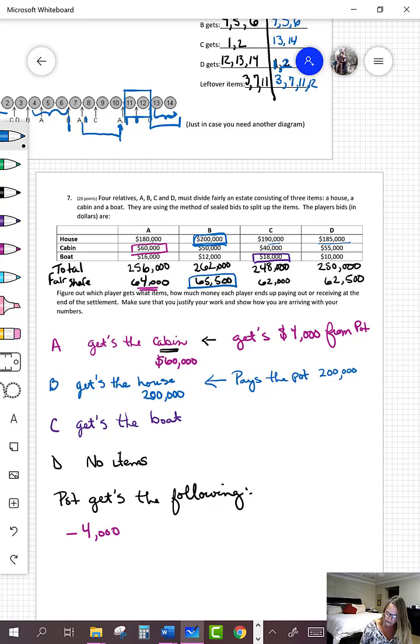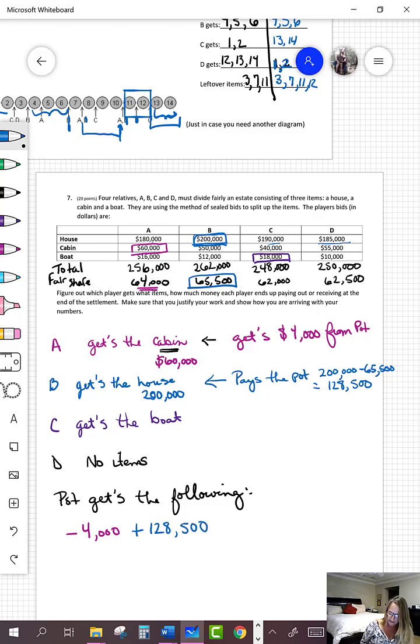So minus the 65,500. This is going to equal 128,500. So he got more than his fair share. So he has to pay the pot 128,500 for now.